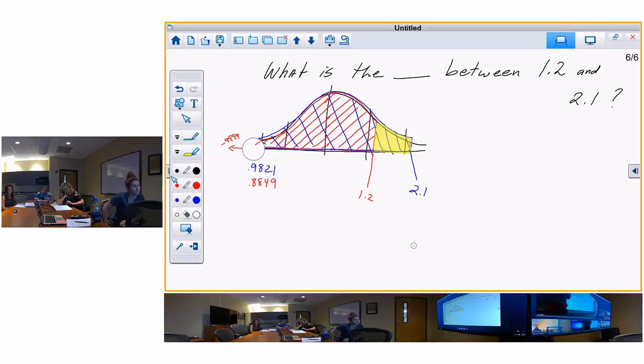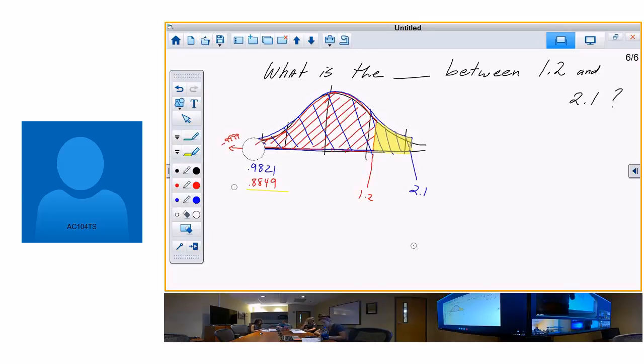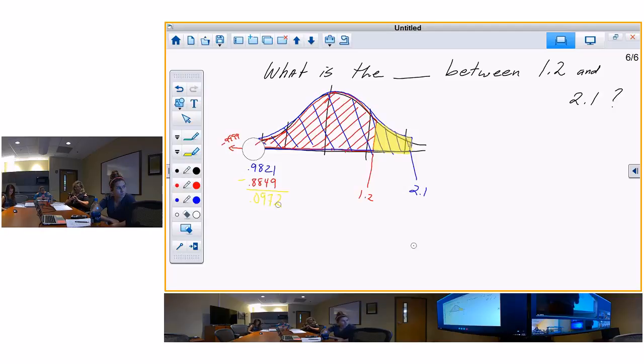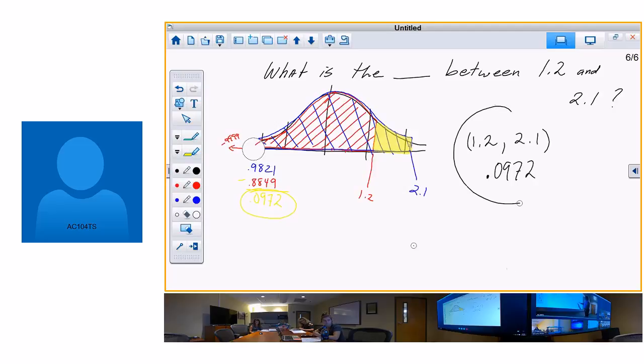0.9821. Okay, somebody subtract those two, and I'm going to write in yellow. I know somebody's going, I can't see. Somebody give me, what is that, 0.09 something? What is it? 0.0972. So the yellow is 0.0972. Now somebody go over to your calculator and do from 1.2 to 2.1 and tell me what you get. 0.9 what? 72. So you can do both on the calculator however you want to.